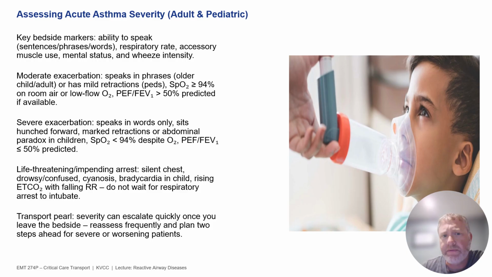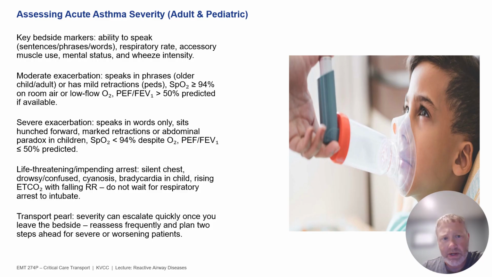What's their SpO2? What's their mental status? A patient speaking in full sentences with only mild tachypnea and a SpO2 above 94% on room air is having a moderate exacerbation. They're uncomfortable, but it's manageable with standard therapy. If you get a patient who can only get out single words, sitting hunched forward, using every accessory muscle, with an SpO2 below 90 on supplemental oxygen, starting to show some altered mental status, that's severe or near-fatal territory, and then everything in between.